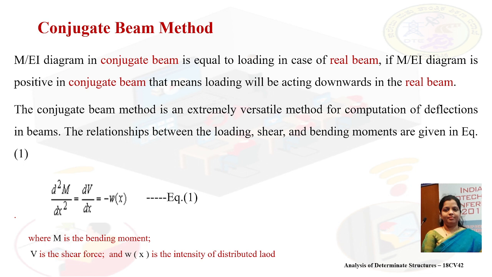The relationship between the loading, shear and bending moments is given in equation 1. That is, d square M by dx square is equal to dV by dx, which will be equal to minus w of x, where M is the bending moment, V is the shear force, and w of x is the intensity of the distributed load.